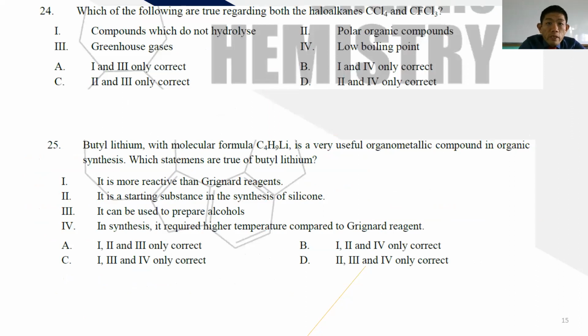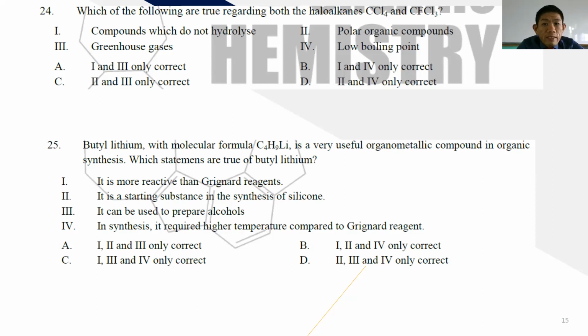24, which of the following is true with regard to both haloalkanes CCl4 and CFCl3? Number one, compound which does not hydrolyze, which is not true because CCl4 cannot hydrolyze, but CFCl3 can still hydrolyze. So one is wrong. Number two, polar organic compound. CCl4 is non-polar, CFCl3 is slightly polar.